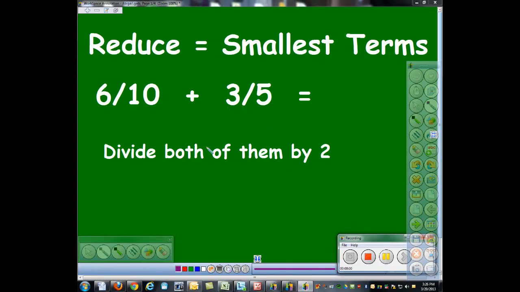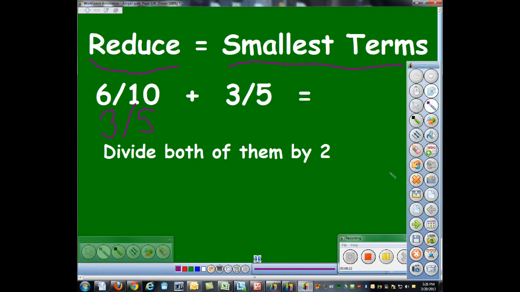Hi, I'm Abigail, and I'm going to show you how to add fractions with unlike denominators. First, we're going to reduce, because I'm not like most people, and we're going to reduce first. We are going to reduce 6/10, which means to put it in its smallest terms. We're going to divide 6 by 2 and make it 3. And we're going to divide 10 by 2 and make that 5.